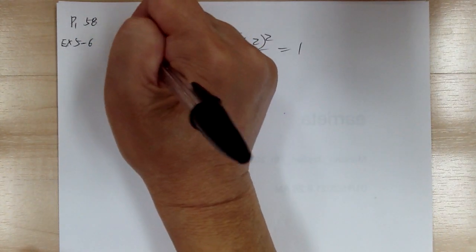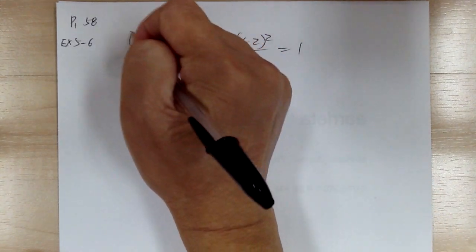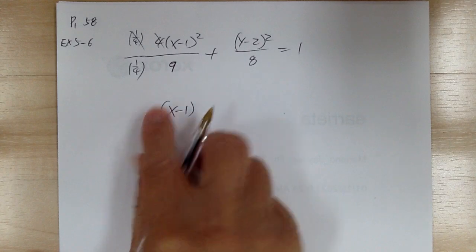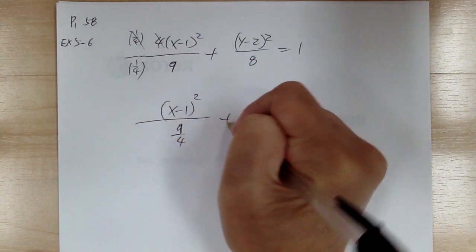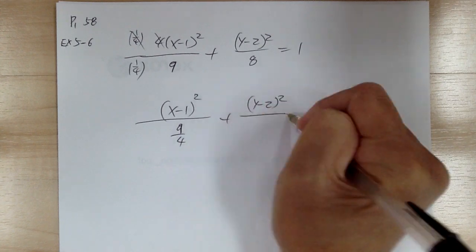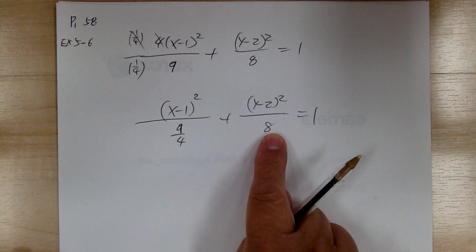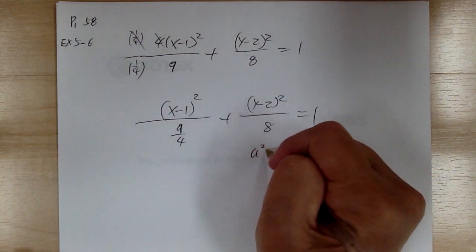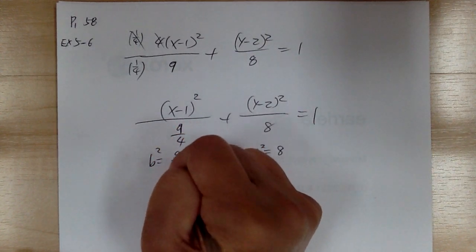So we need to multiply by 1 over 4, so that this will cancel out with that. So your equation becomes (x minus 1) squared, again, you cannot have any number over there. Okay? So this is 9 over 4. Now once you have standard form, notice this number is bigger than that. So that's your a squared. So a squared equals 8, and b squared equals 9 over 4.